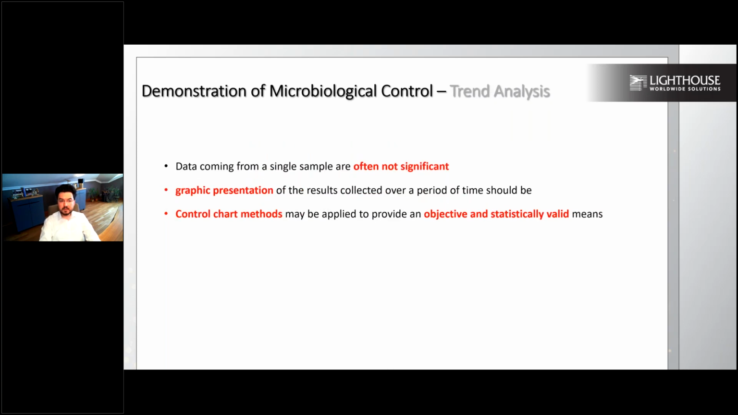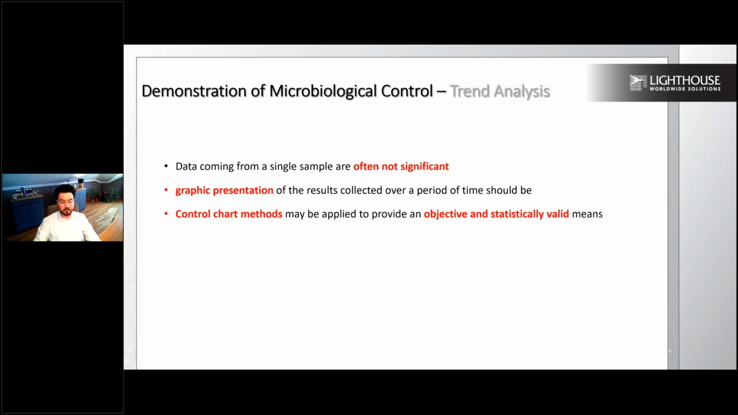Trend analysis again. A single sample is often not more significant than having a trend analysis. Graphic representation is critical to identify the trends in our system. Control chart methods may be applied to provide an objective and statistically valid means so that you can verify all this information.